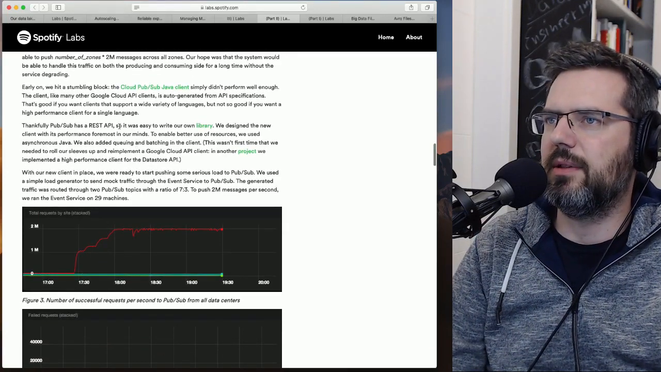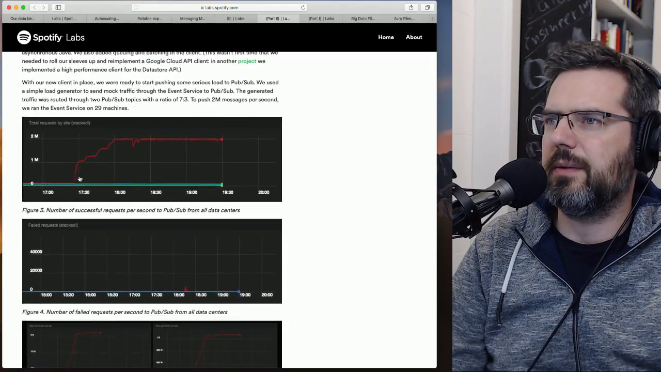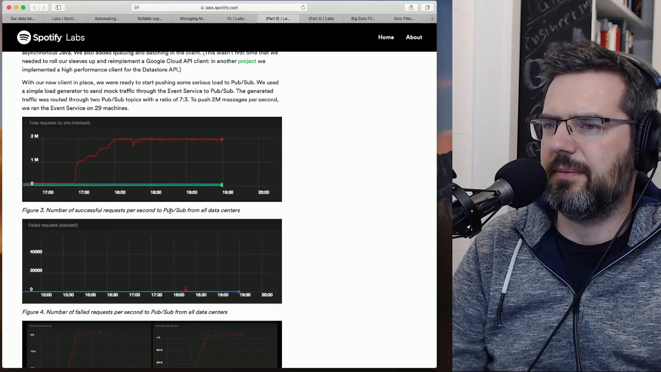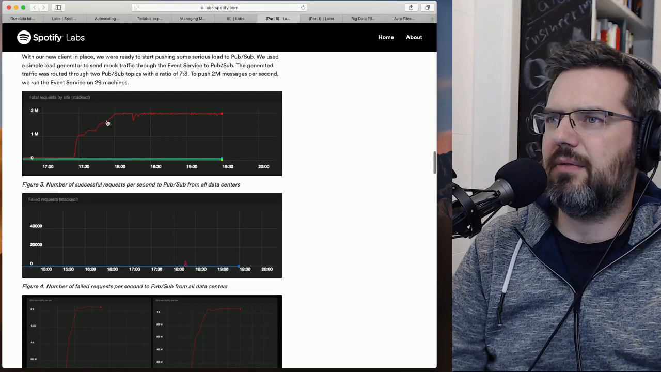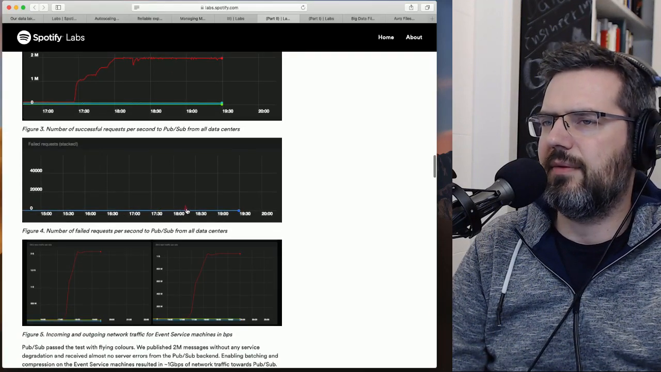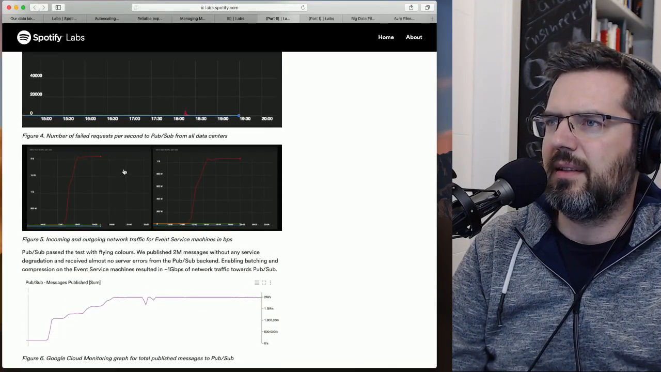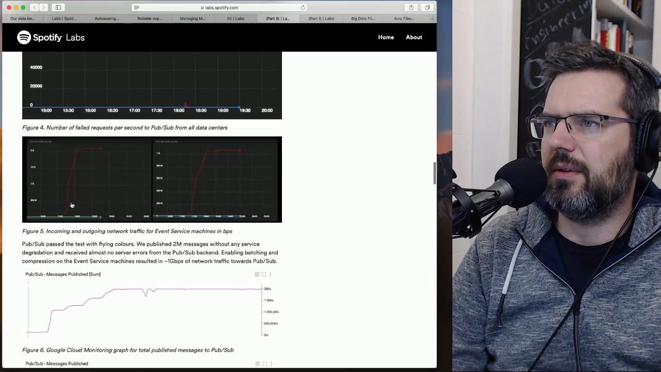Yeah, very easy to write for REST APIs and so on. Requests per site. Here's some statistics. So they have ramped it up, and then they stayed at 2 million requests, and then the failure, they had a few failures here, but more or less nothing. Incoming, outgoing network traffic.